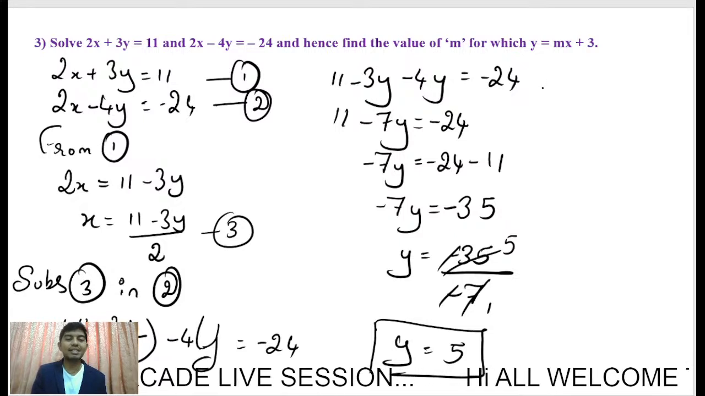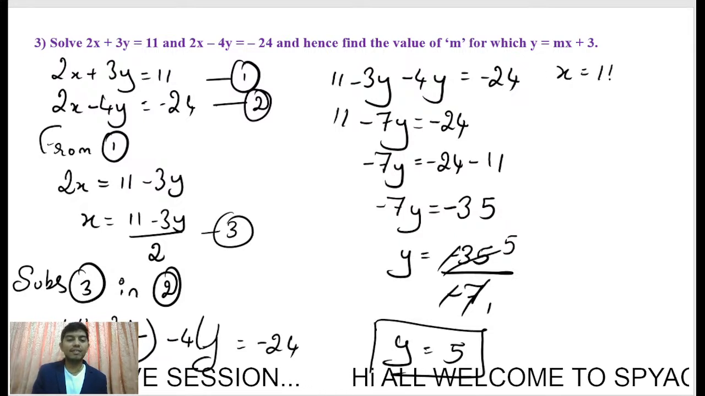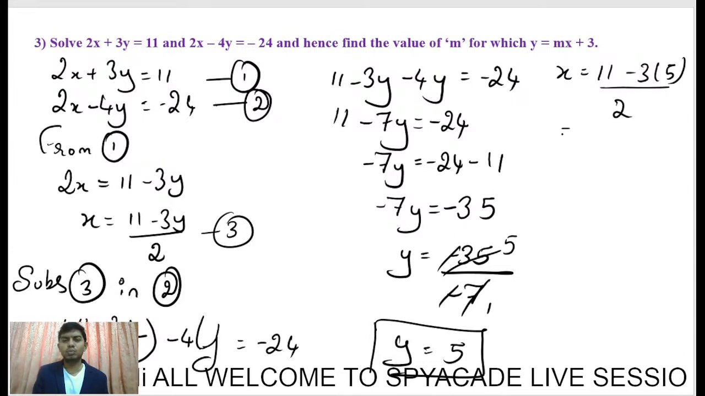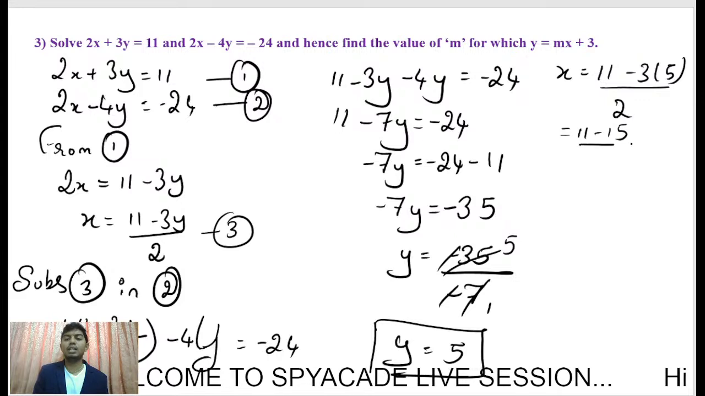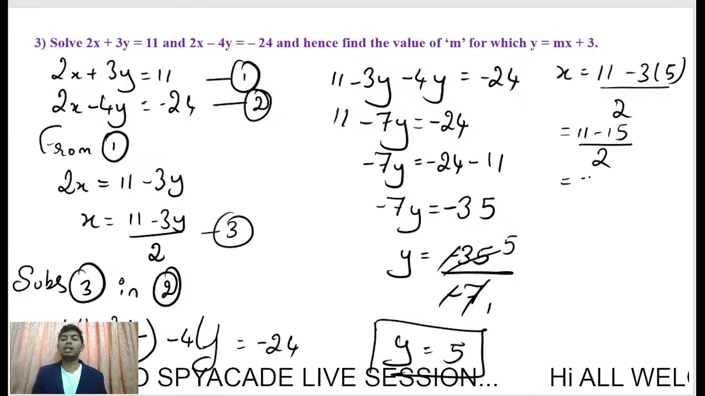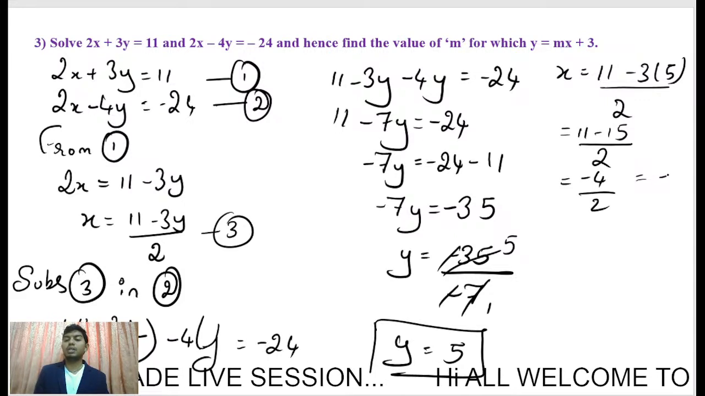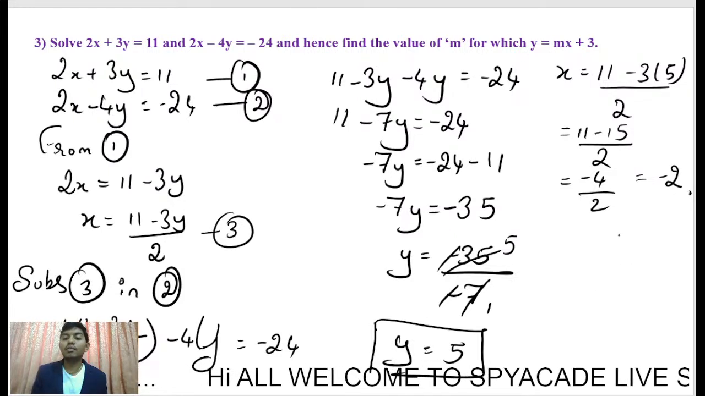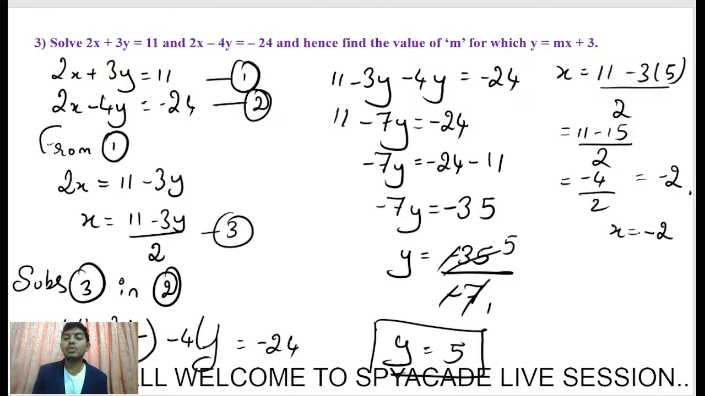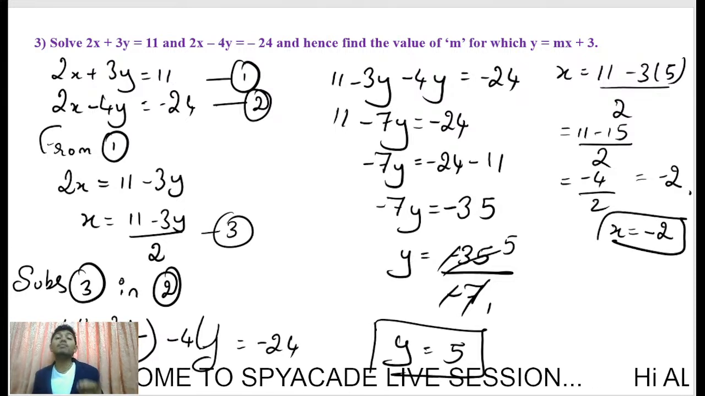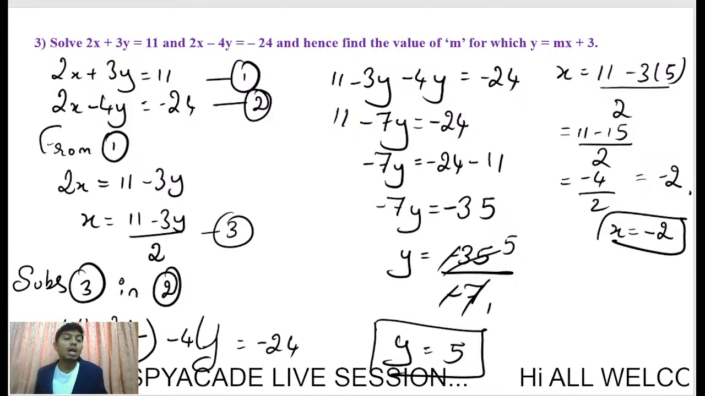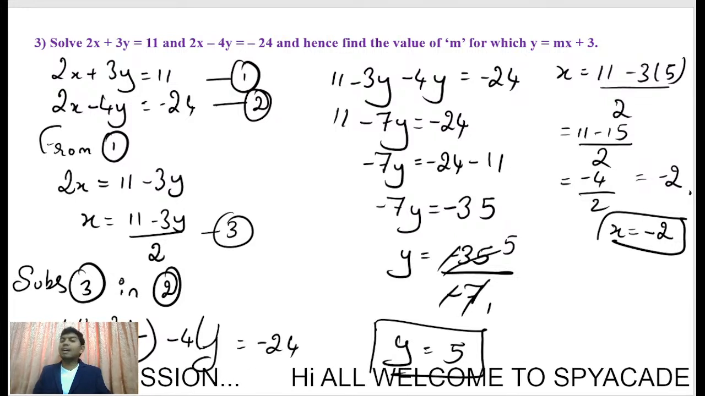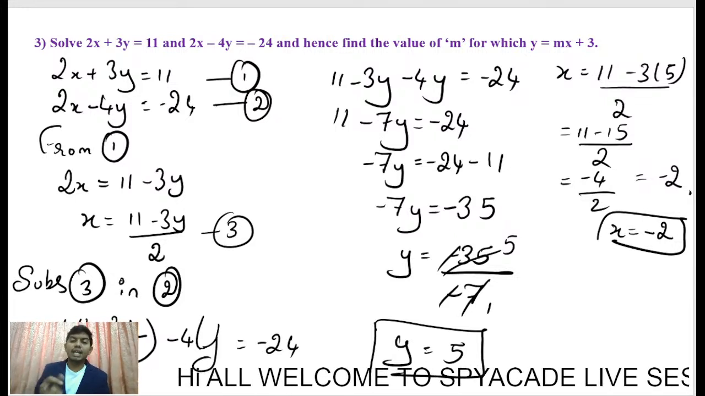x also, right? Yes. So x is equal to 11 minus 3 into 5, the whole divided by 2. So 11 minus 15 divided by 2 is equal to minus 4 divided by 2 is equal to minus 2. We got the value of x as minus 2. Is it clear for everyone? We got the value of x as minus 2, and then we got the value of y as 5. Okay, so we have done. We found the value of x and y.